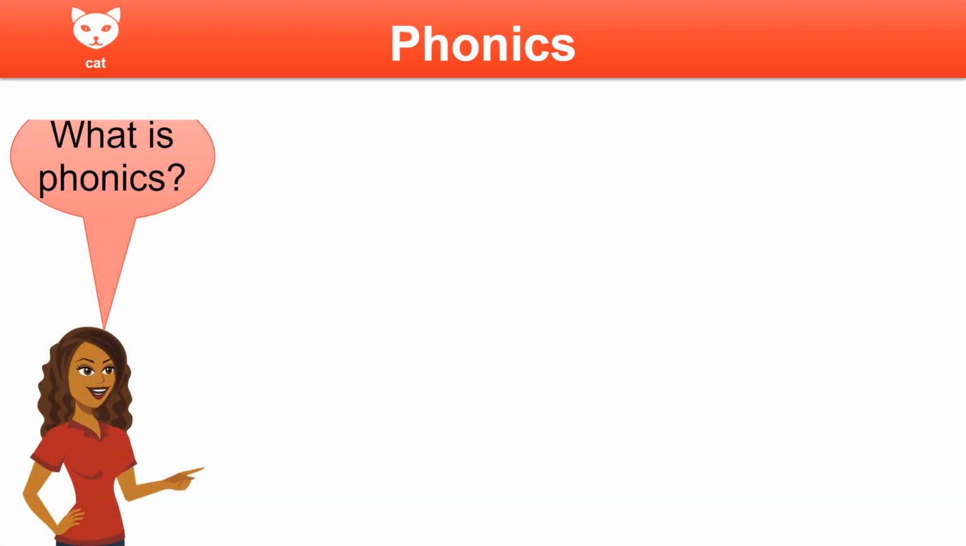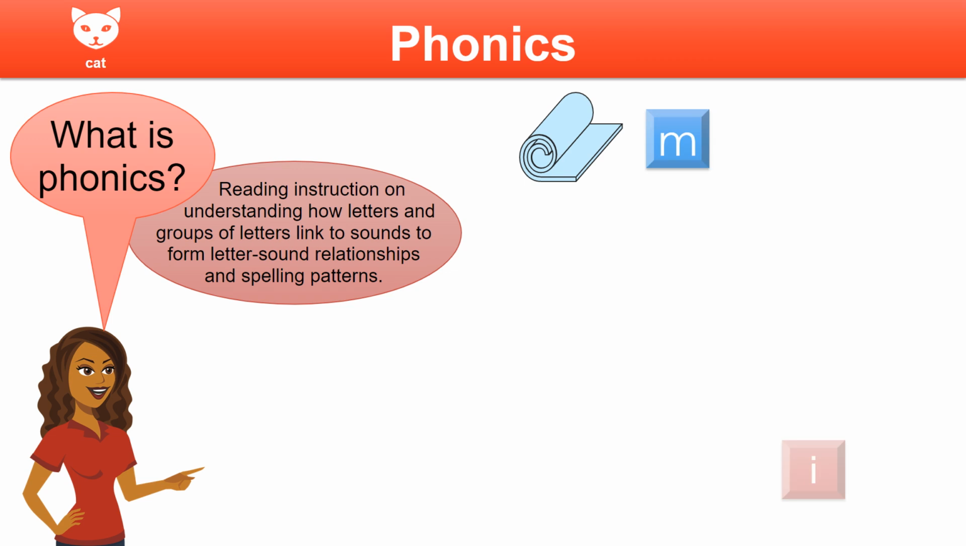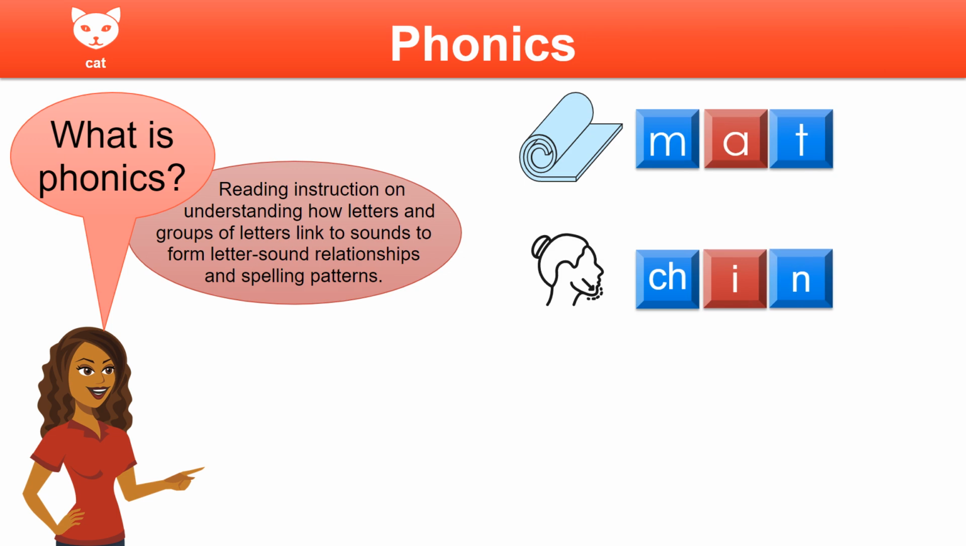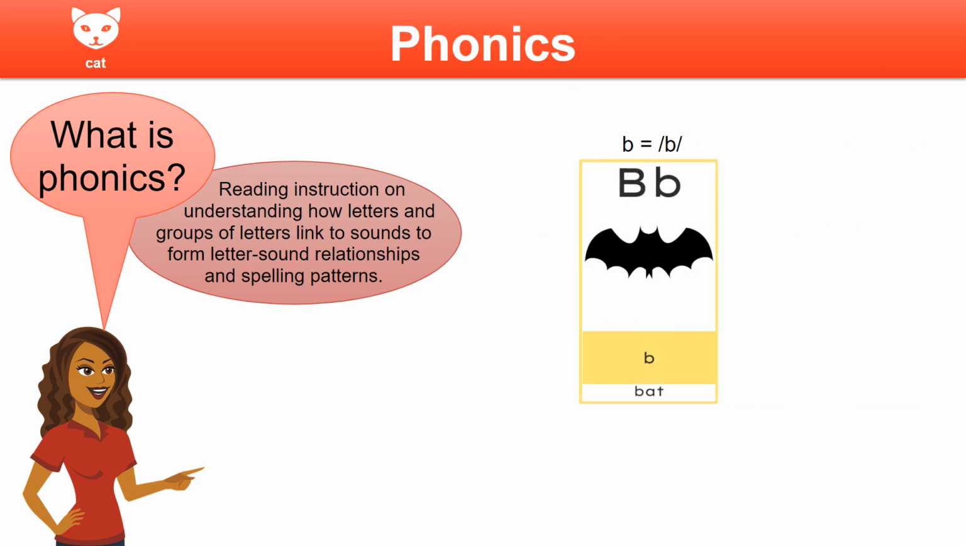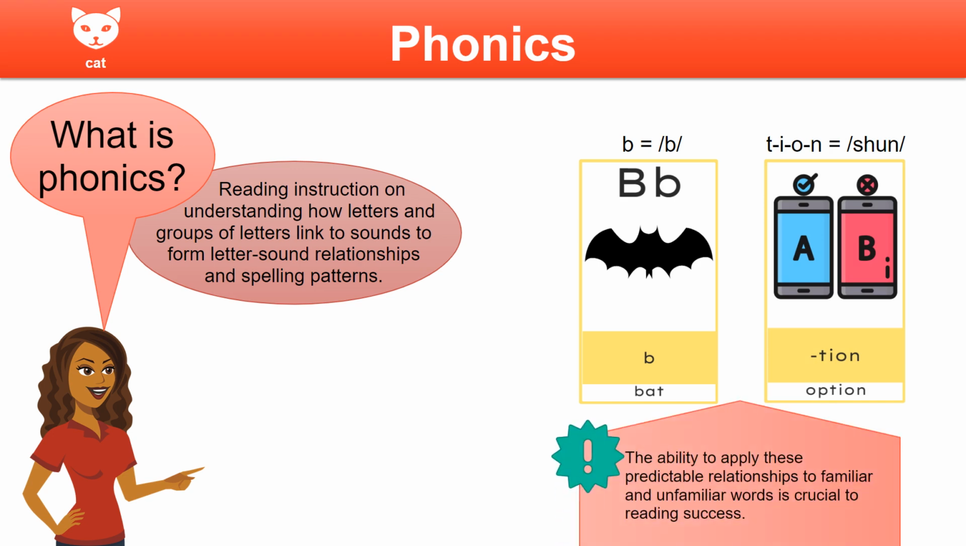What is phonics? Phonics is reading instruction on understanding how letters and groups of letters link to sounds to form letter-sound relationships and spelling patterns. When children know the letter B says B and TION says shun, they're using phonics. The ability to apply these predictable relationships to familiar and unfamiliar words is crucial to reading success.